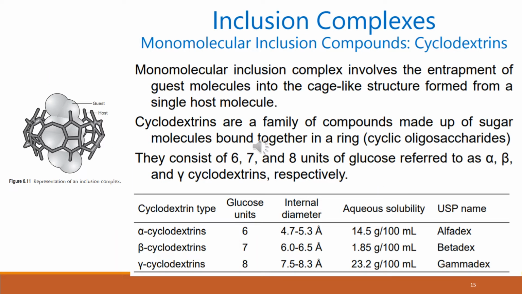Monomolecular inclusion complexes involve the entrapment of a guest molecule in the cavity of one host molecule. Most of the host molecules are cyclodextrins. Cyclodextrins are cyclic oligosaccharides containing a minimum of 6 D-glucopyranose units attached by alpha-1,4 linkage. Three types of cyclodextrins, namely alpha, beta, and gamma, consist of 6, 7, and 8 units of glucose respectively.